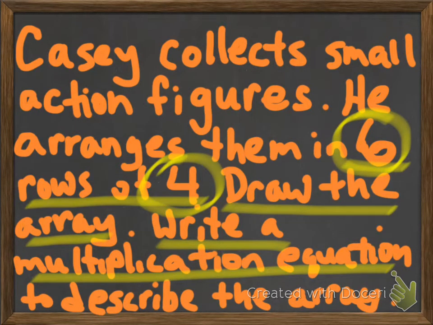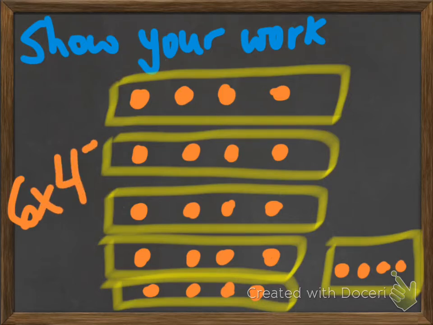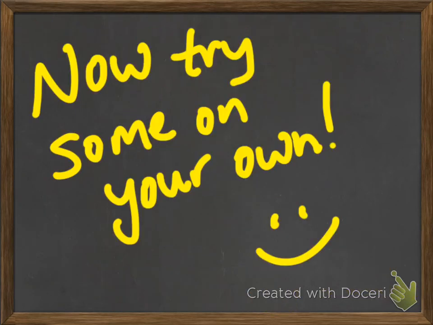And then the next part is to write a multiplication equation to describe the array. Well, as we pointed out, we have 6 rows, and 6 groups, so there's 4 in each group. For a total, if you count it up, you have 24. How did you do? Did you get that right? Good. Now try some on your own. Good luck.